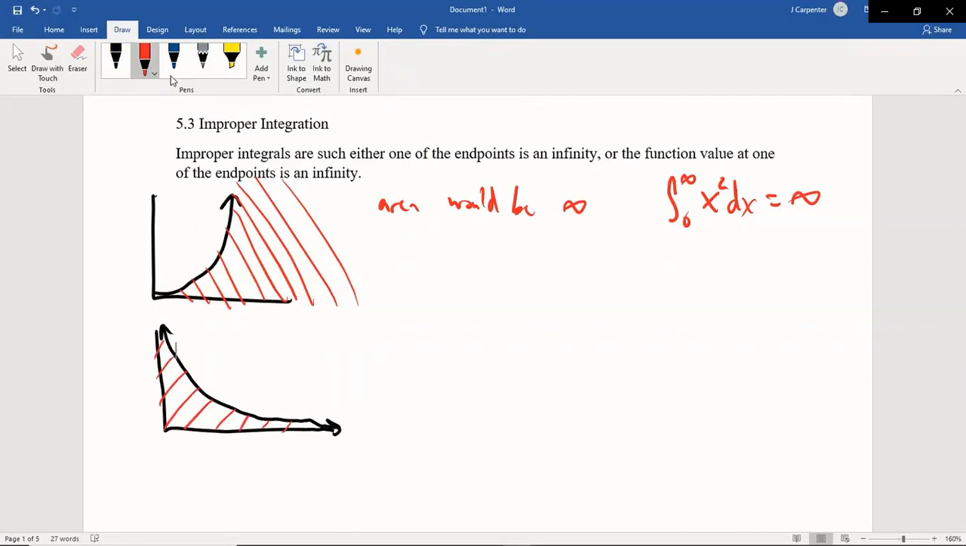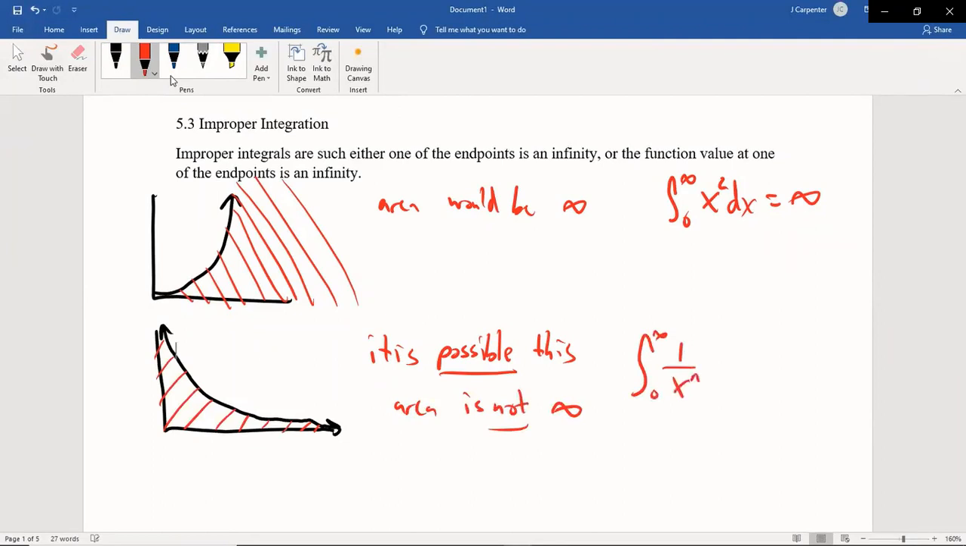But this function, as you go wider and wider, it's getting shorter and shorter and shorter in height. It is possible this area is not infinity. So the integral from, say, 0 to infinity of 1 over x to the n. That's what we're doing here. I'm saying maybe it's not infinity because the heights are getting smaller and smaller and smaller.